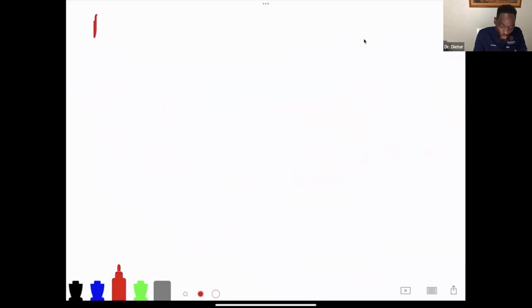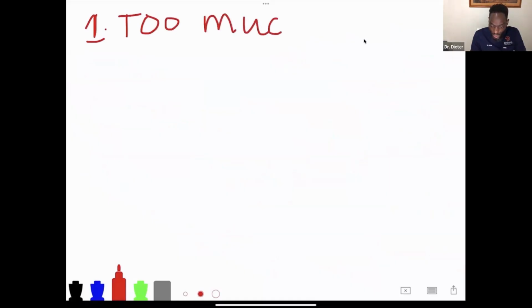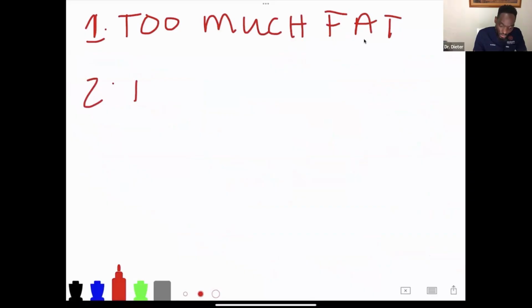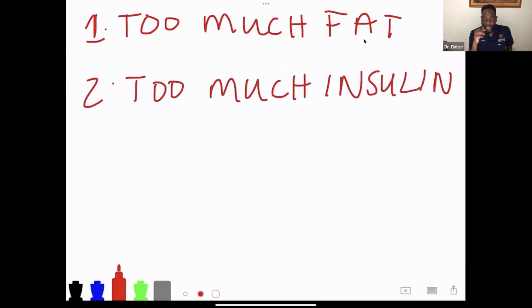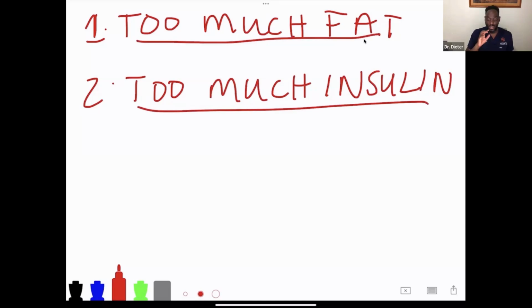The first way in which we develop insulin resistance is what I call too much fat. And the second way in which we develop insulin resistance is what we call too much insulin. So too much fat and too much insulin. Now, if you've ever heard that too much of a good thing is a bad thing, well, too much fat and too much insulin are going to depict just exactly that. So let's start with number one, too much fat.